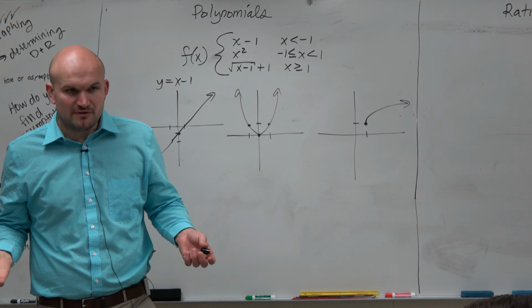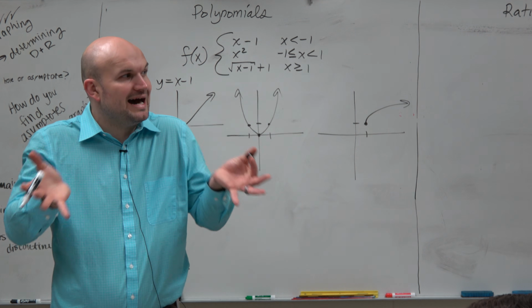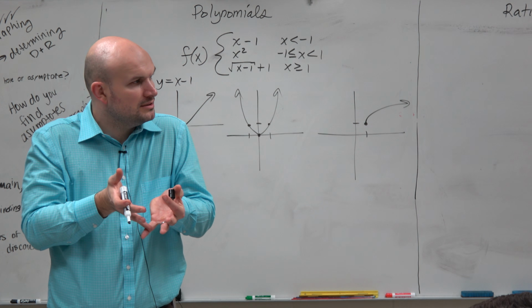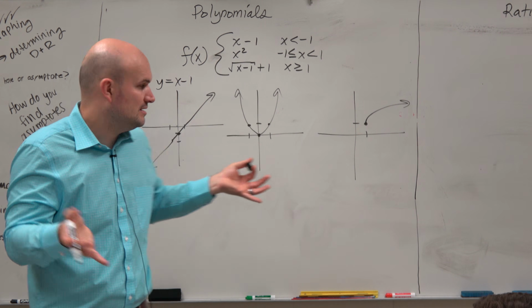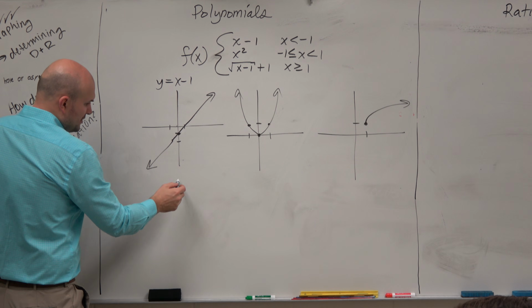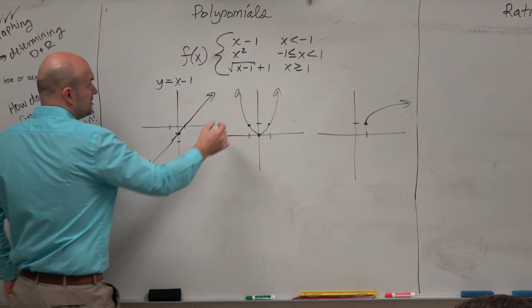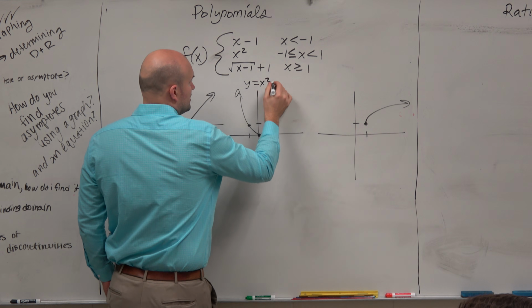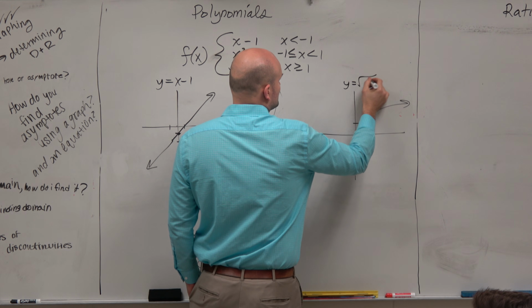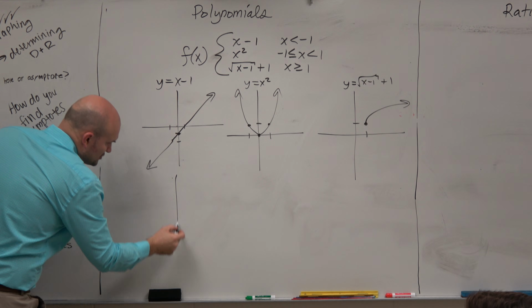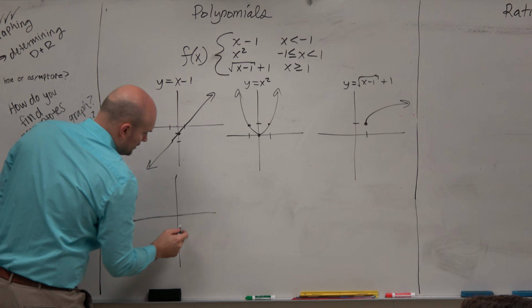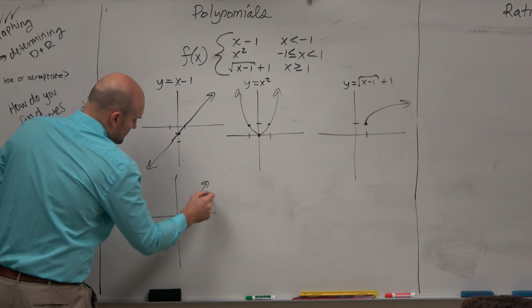So all a piecewise function is, guys, is just a combination of the functions. That's all it is. But the problem is, if we were to put all of these functions together, this is y equals x squared. This is y equals square root of x minus 1, plus 1. So if I put all of these functions together, look how messy this is.